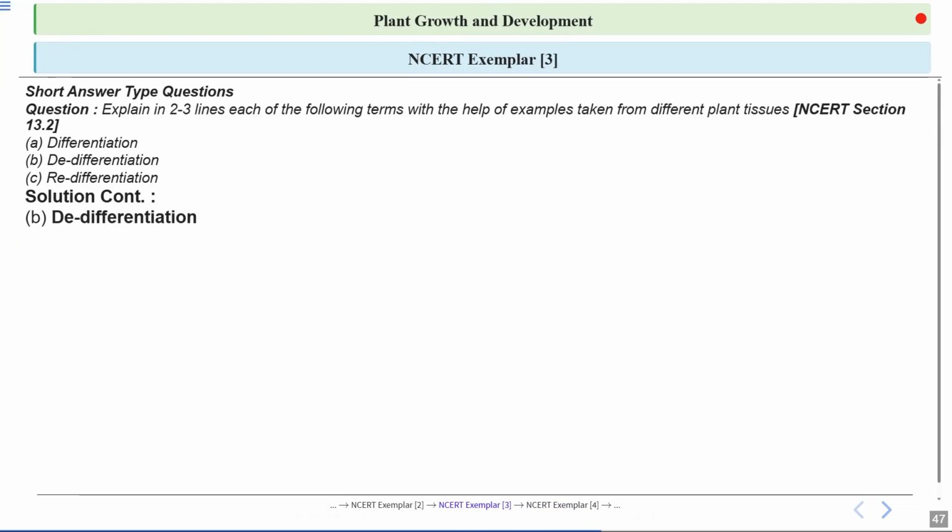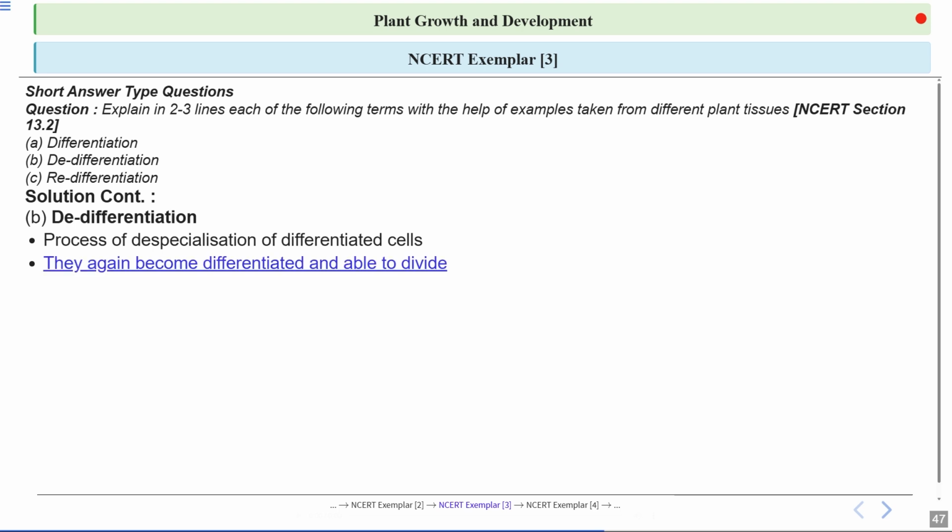Now let us see the de-differentiation. This is a despecialization of the differentiated cells. It means the cells once despecialized can regain their ability to divide. The differentiated cells come back, they regain the activity of division. So this is very crucial for plant growth and regeneration, allowing plants to adapt and repair. So what happens? They can then become specialized again, ready to perform particular functions.